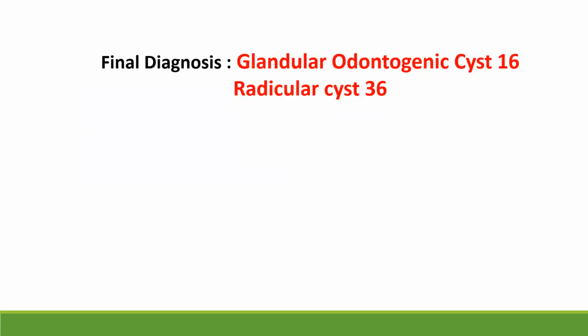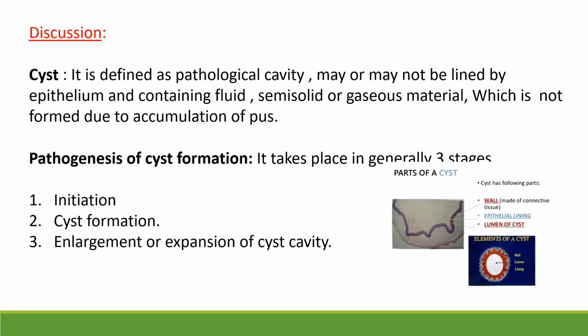So the final diagnosis was made as glandular odontogenic cyst with respect to 3-6 and radicular cyst with respect to 3-6. Now we will see the discussion part. Cyst, its definition: it is defined as the pathological cavity that may or may not be lined by epithelium and containing fluid, semi-solid or gaseous material, which is not formed due to accumulation of pus.